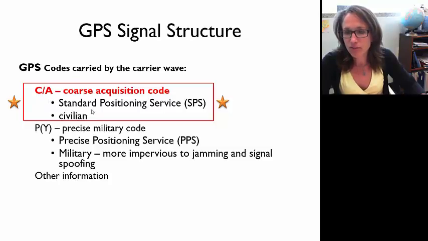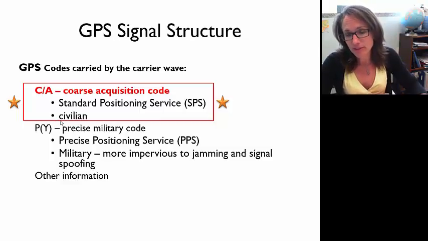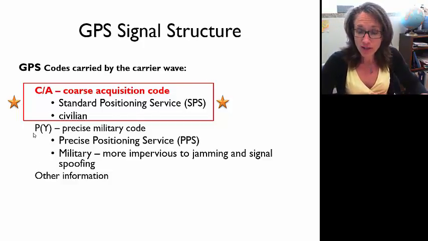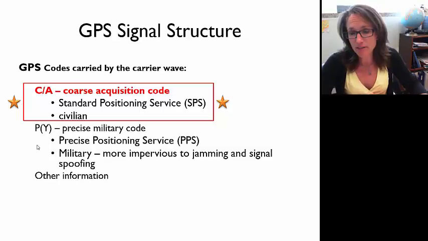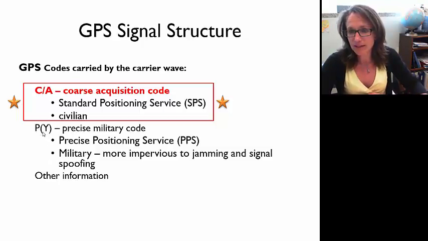And this is part of what's referred to as the standard positioning service, which is the general legacy, often referred to as civilian service. So this is what we're using, the coarse acquisition code. There's also another code that is modulated on the signal that is called the precise code. And this is the military code. This is part of a precise positioning system, and it's the PY code, and we'll talk a little bit more about that in just a minute.